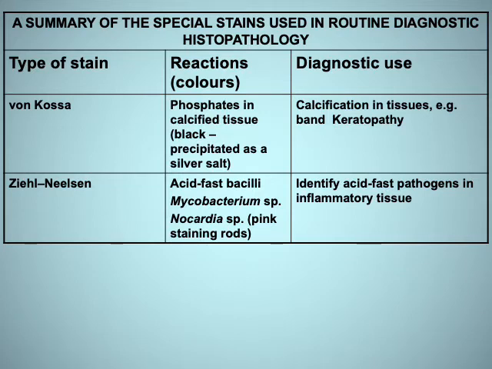Ziehl-Neelsen stain is also very important. It is an acid-fast stain for acid-fast bacilli such as Mycobacterium and Nocardia, for identification of acid-fast pathogens in inflammatory tissue.